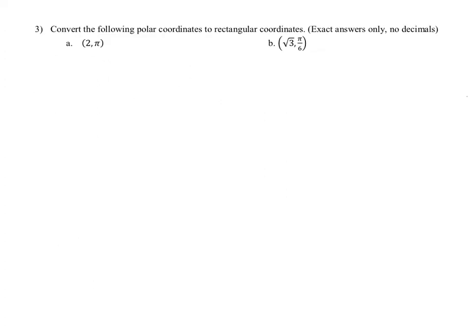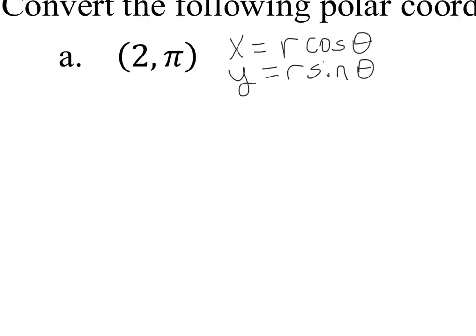All right, in the next set of questions, we're going to convert the following polar coordinates to rectangular coordinates. So again, I'm going to expand this so we work at these one at a time. The two formulas I'm going to use are x equals r cosine theta and y equals r sine theta in order to find my x and y values.